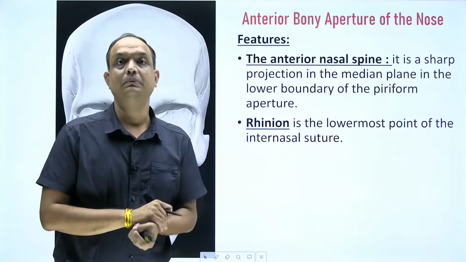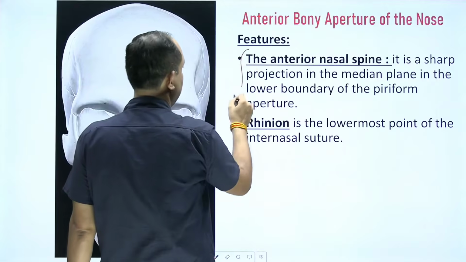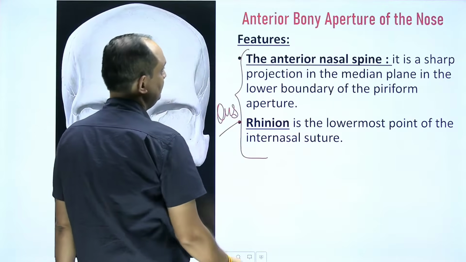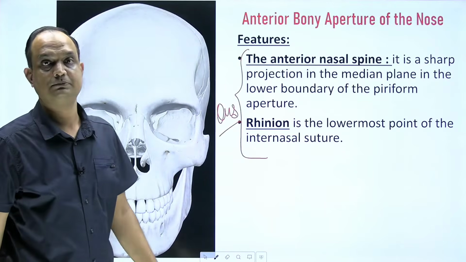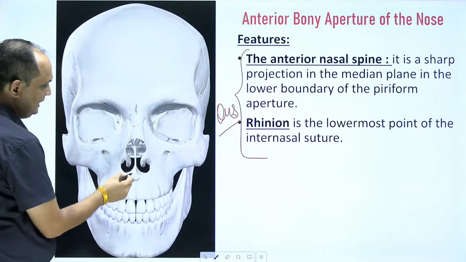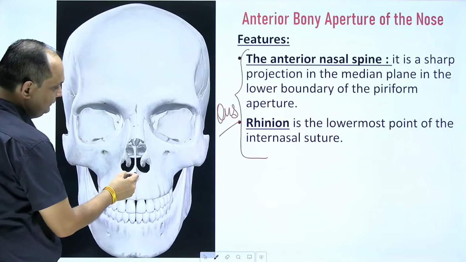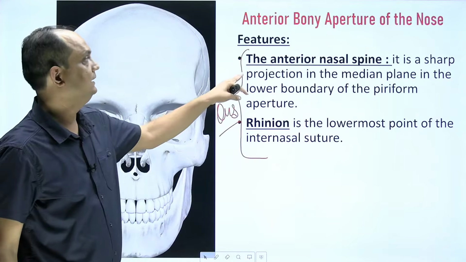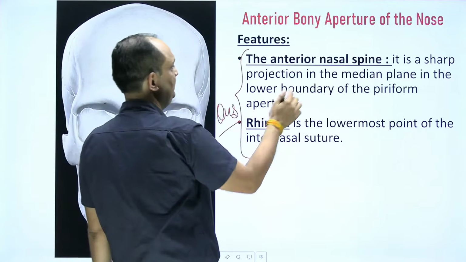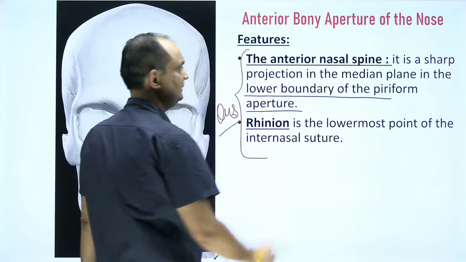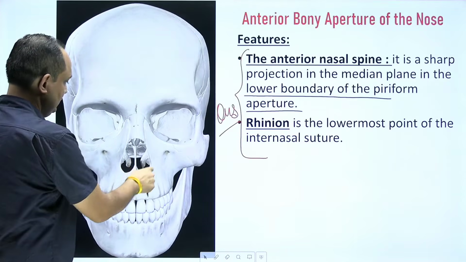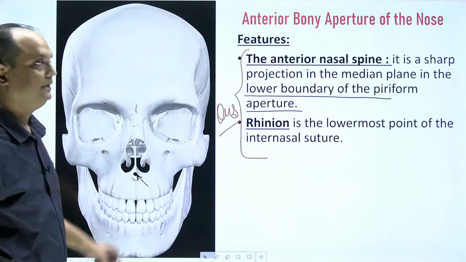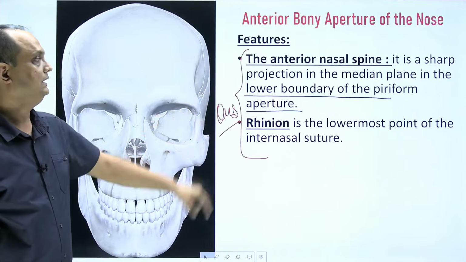Now, what is another important feature? These are two very commonly asked questions in your spotting. What are these two questions? The first question is: what do you mean by the anterior nasal spine? In this image, you will find that the meeting point of your two maxillae has a projection in a dry skull, known as the anterior nasal spine. So it is a sharp projection in the median plane in the lower boundary of the piriform aperture. In this piriform aperture, the lower border has a sharp anterior end, and this sharp anterior end is known as the anterior nasal spine.